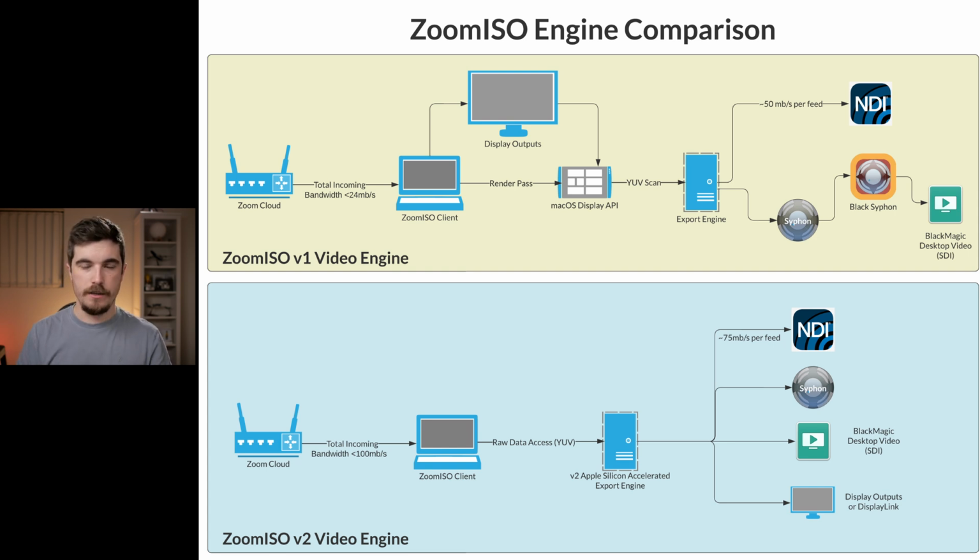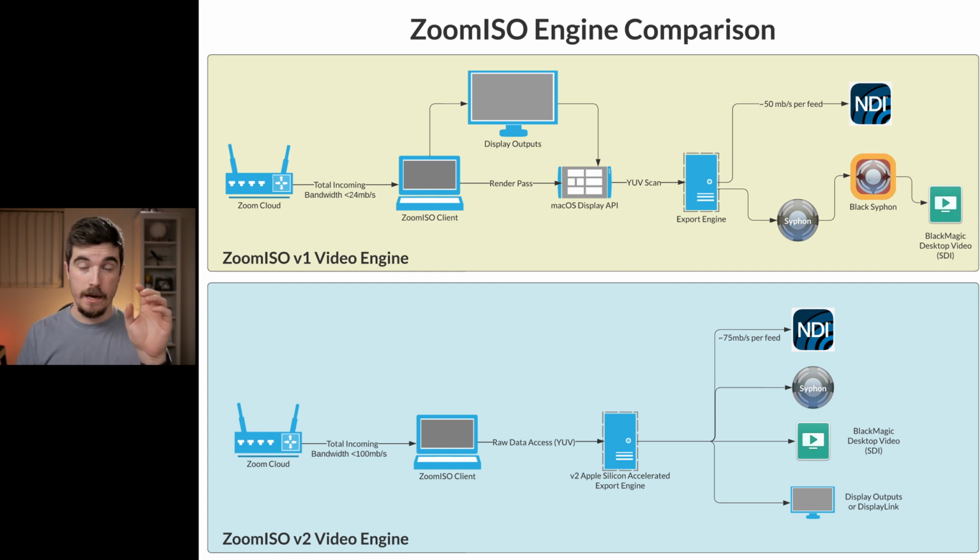And while it worked, it definitely was a little bit clunky at times. I only used it a few times, but it was definitely clunky. But what they've done now is they've gone basically direct straight from Zoom pretty much all the way through. And it's really, really cool. So from Zoom Cloud, they've got a total bandwidth of up to 100 meg.